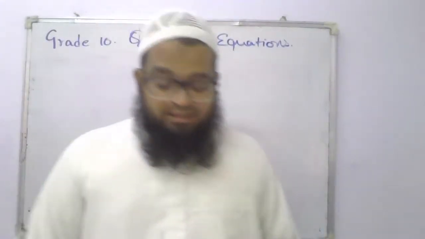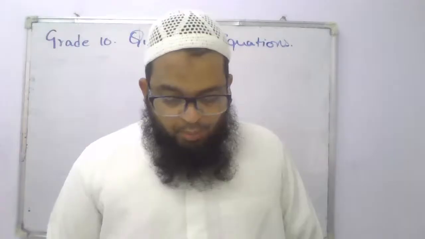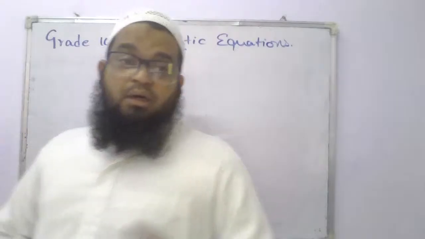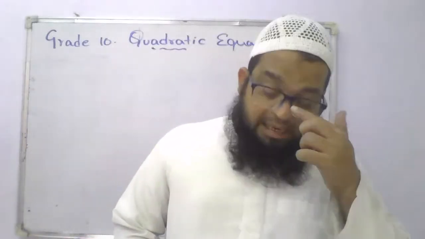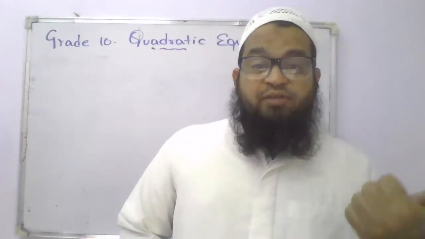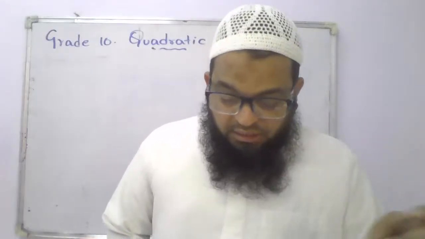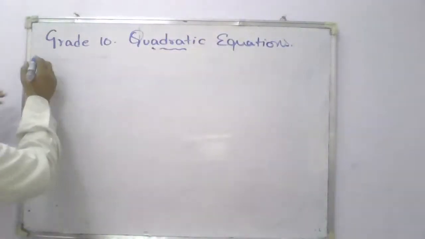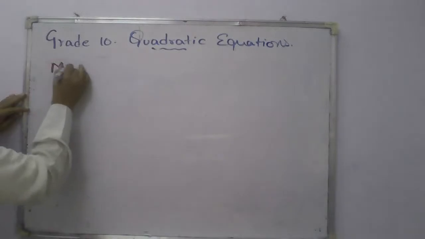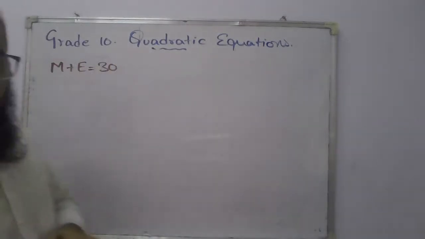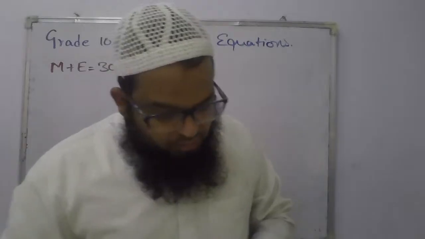Fifth question. In a class test, the sum of Shefali's marks in maths and English is 30. So let me repeat: in a class test, the sum of Shefali's marks in maths and English is 30. So that means, can I write it like this? Maths plus English is equal to 30.